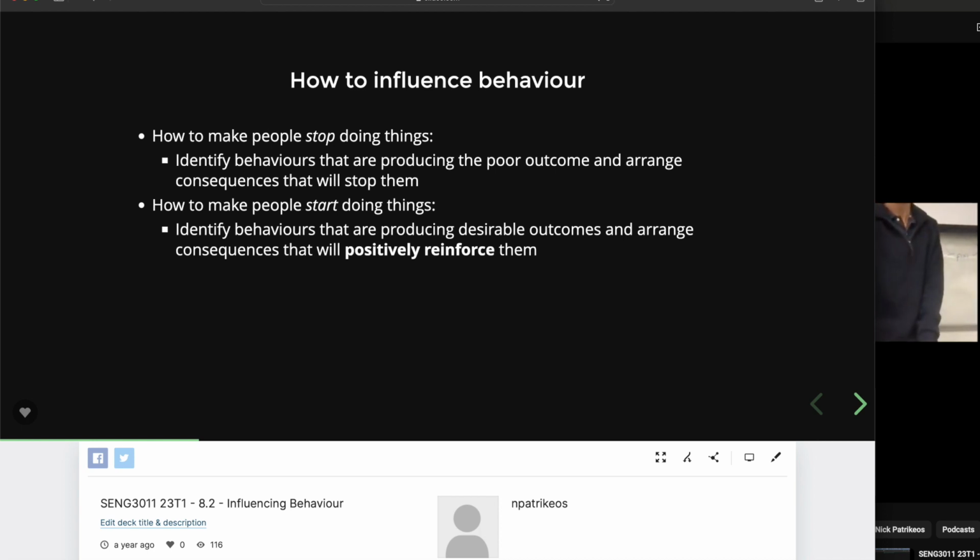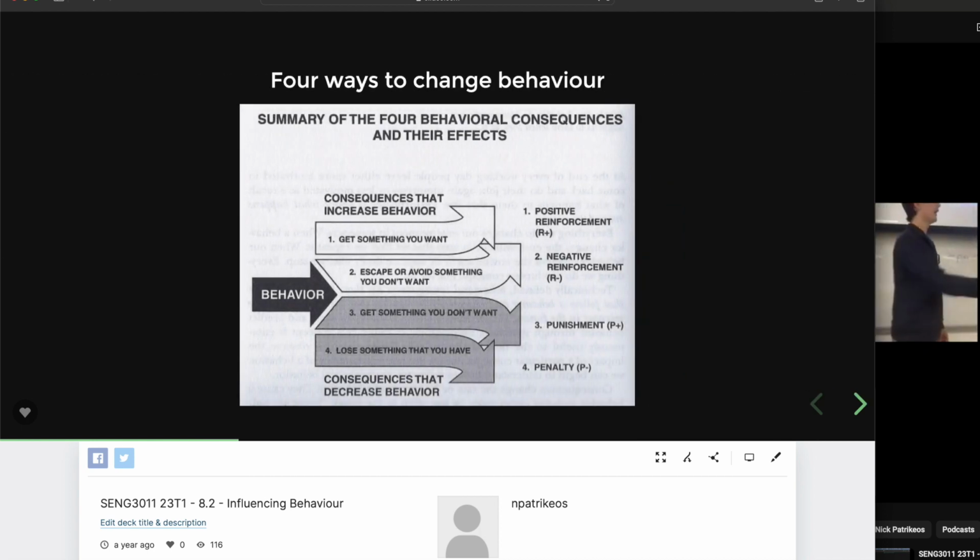So there are 4 ways in which we can change behavior. 2 of them increase behavior, so get people to do stuff that they weren't already doing. And then 2 of them decrease behavior. They stop people doing stuff that they were currently doing. Let's go through each one.